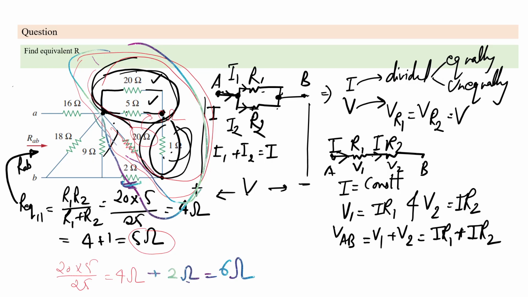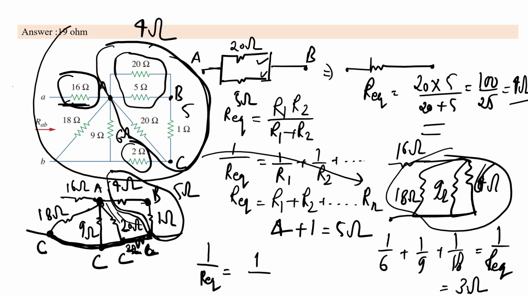So how do we find out the R equivalent of this? If you see 1 upon 6 plus 1 upon 9 plus 1 upon 18 is equal to 1 upon R equivalent. It will come out to be 3 ohms. So the R equivalent of this part will come out to 3 ohm. But there is also the 16 ohm. So 16 ohm plus 3 ohm is equal to 19 ohm. So the correct answer of this question is 19 ohm.